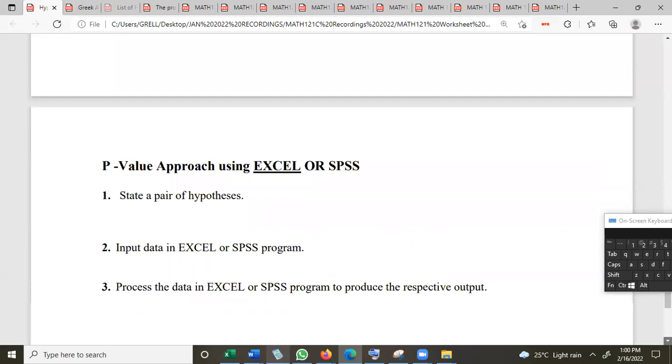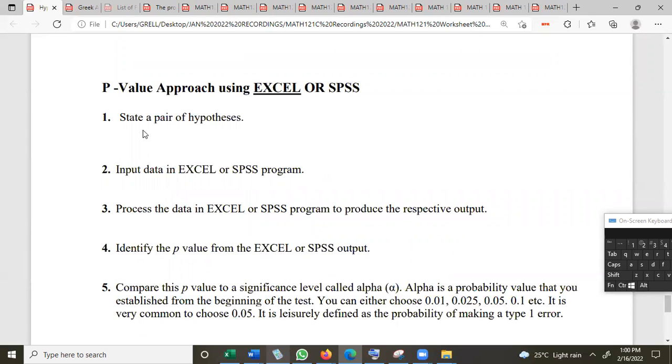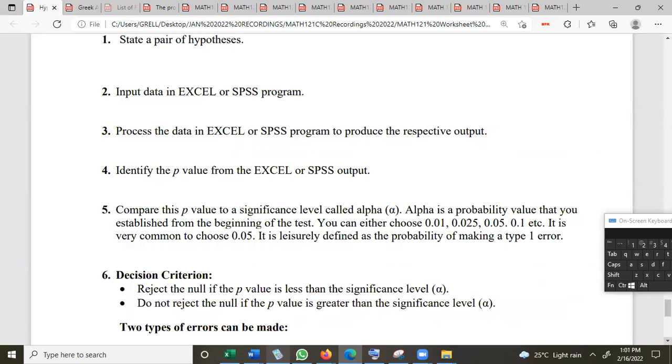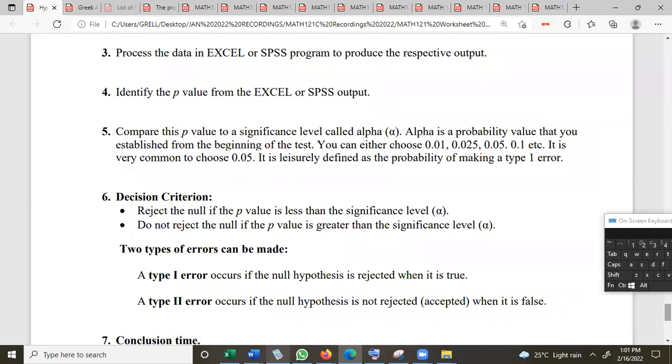And the p-value approach is in Excel. You have to state a pair of hypotheses, just like the critical value and the p-value approach. You have to input your data in Excel. So no manual calculation, you put in your values in Excel and you just process the data. We'll look at some explanations as to how this is done. There's a click of a button and you identify the p-value and you compare the p-value now with your significance level, and then you make a decision and then you conclude.